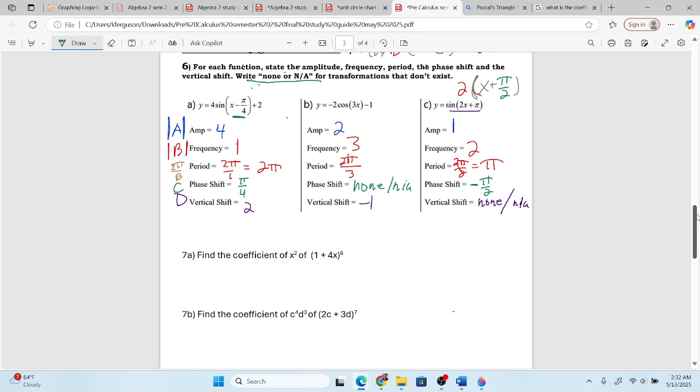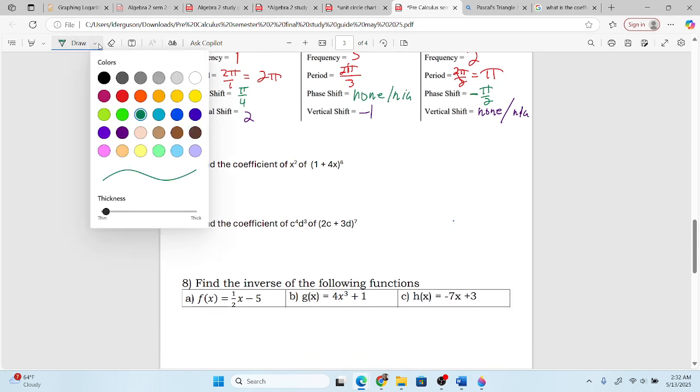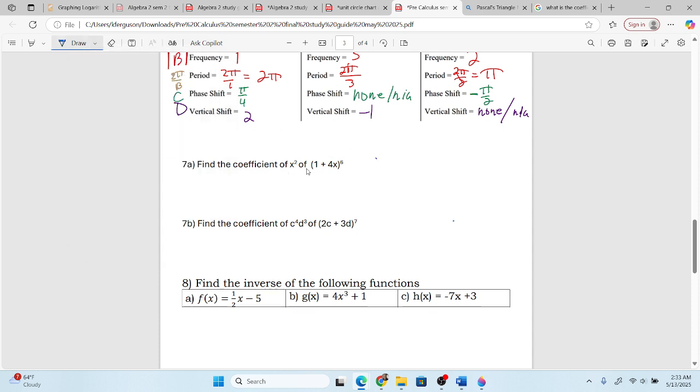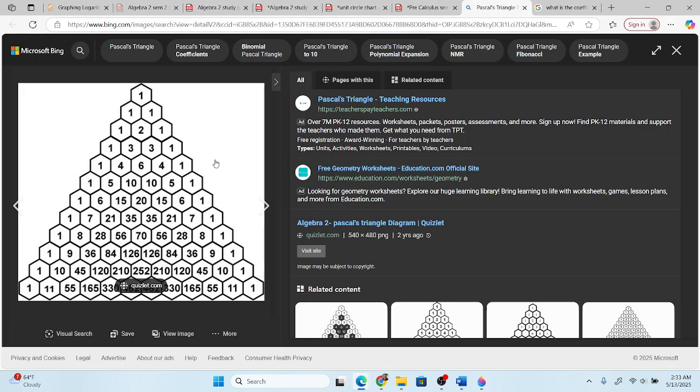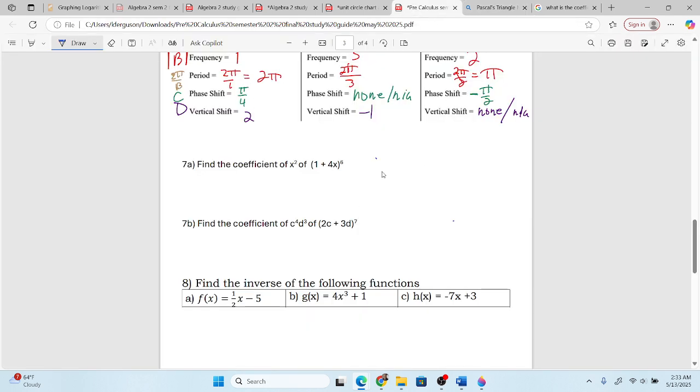All right, speaking of tricky, let's go back, way back in time. All right, so find the coefficient of x squared of 1 plus 4x to the 6th power. So we need to start with Pascal's triangle. So there's my Pascal's triangle for the 6th row. 0, 1, 2, 3, 4, 5, 6. So 1, 6, 15, 20, 15, 6, 1. So that's the first thing I need.